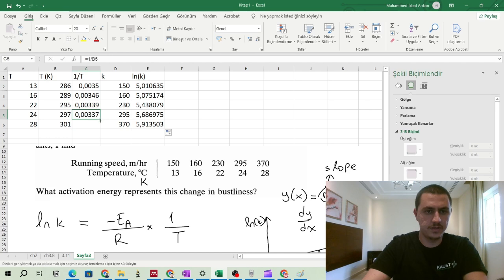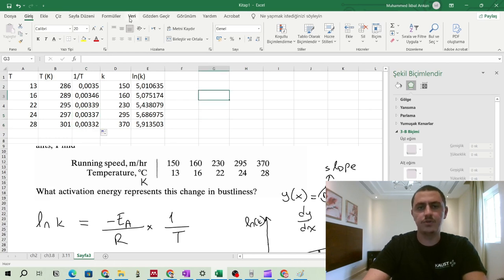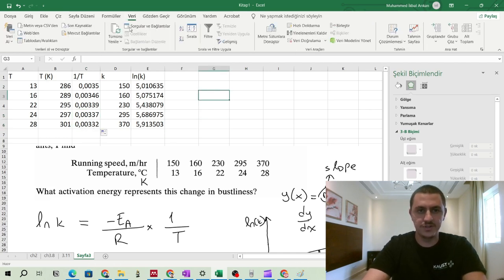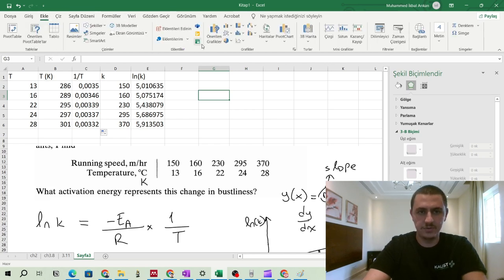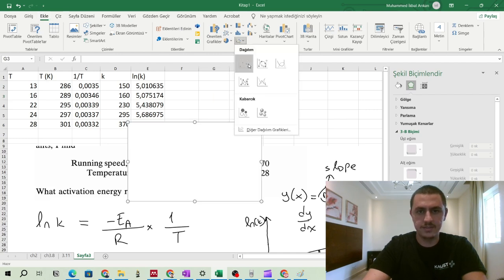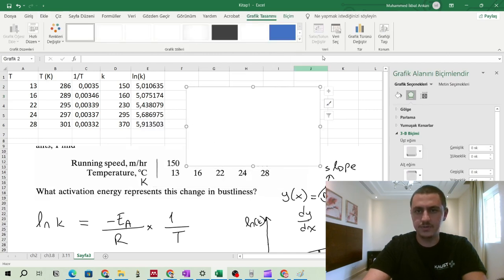Okay, so we have all values. Now we only need to plot. Here I have the Turkish version of Excel, but it doesn't matter. I think you know how to plot. So you come to Insert and just select a plot type.